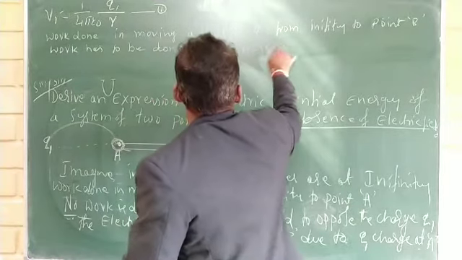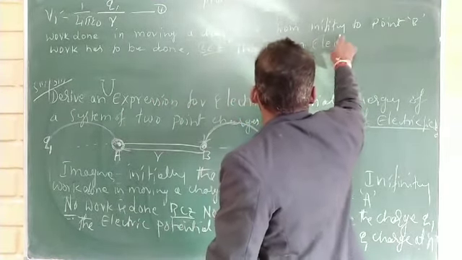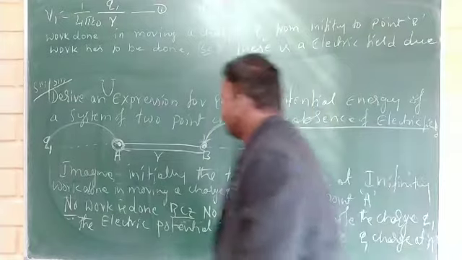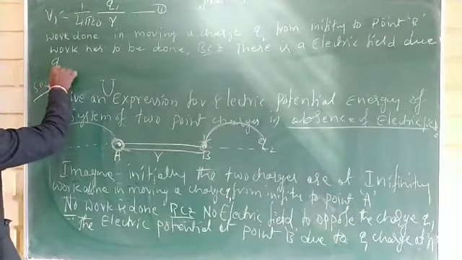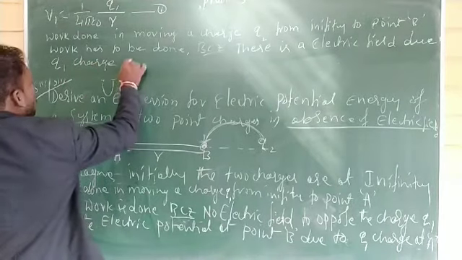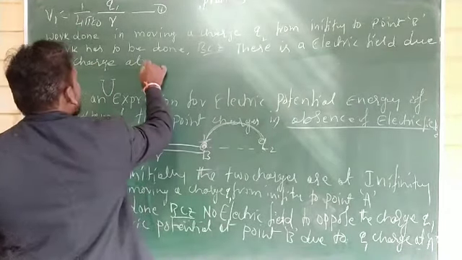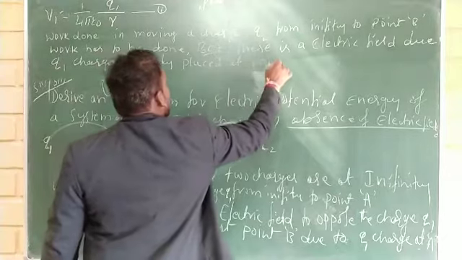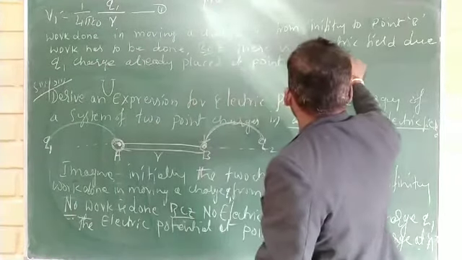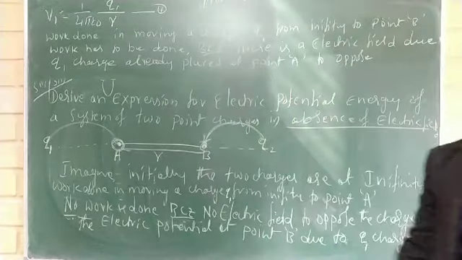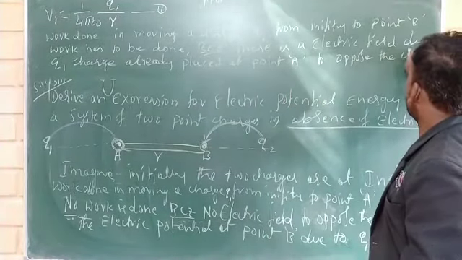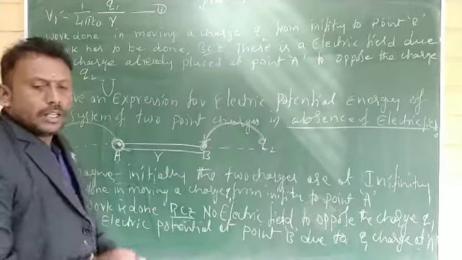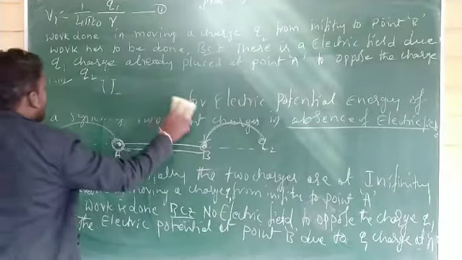Because there is an electric field due to the Q1 charge, work has to be done to oppose the charge Q2. After that, the work done is W.